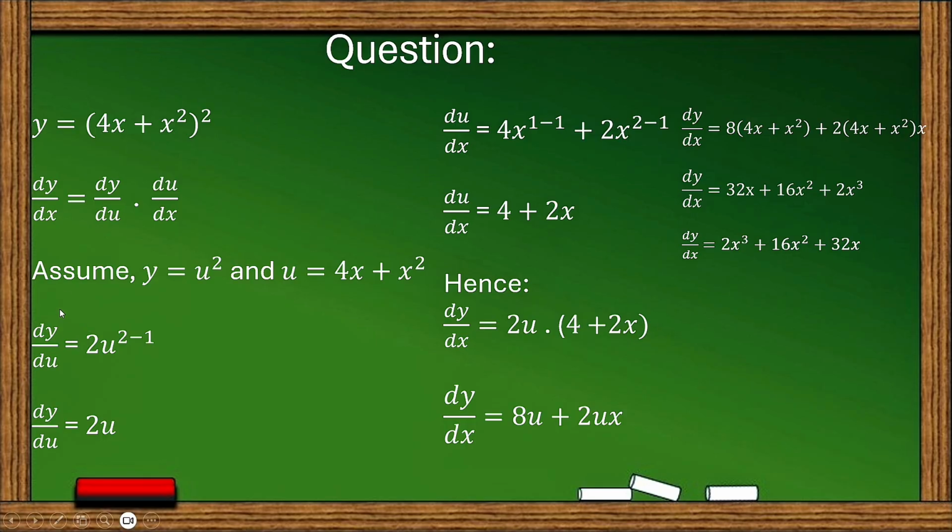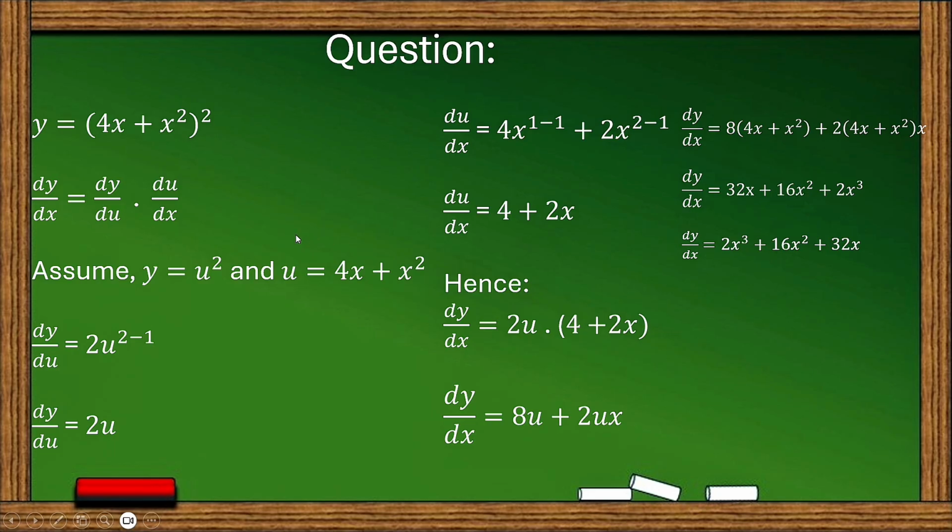We are going to differentiate u, and it will be 2u. And I am also going to differentiate x as well, and it will be 4 plus 2x. Hence, 2u times 4 plus 2x. dy over dx is equal to 8u plus 2ux. But we are not done yet.